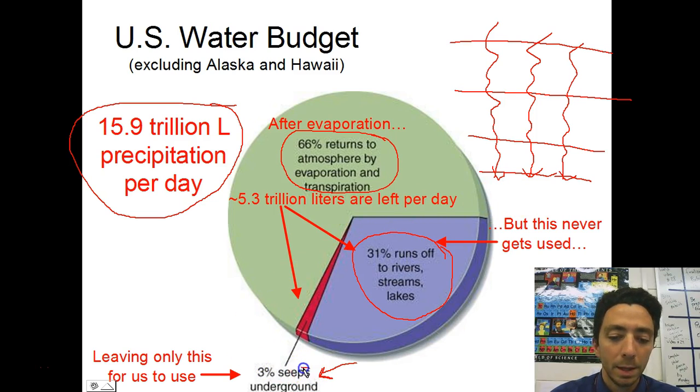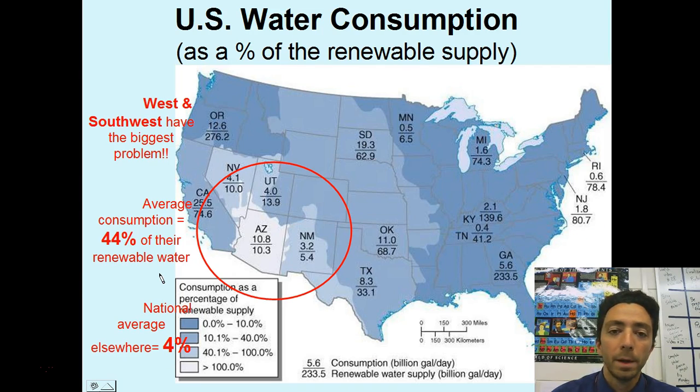And so 3% is a very small amount of water. A lot of our problems come from overuse of aquifers or degrading the aquifers in some way. So we'll see a couple different examples of that through the video. This is how we use the water. The numbers on the map here denote the consumption divided by the renewable supply.